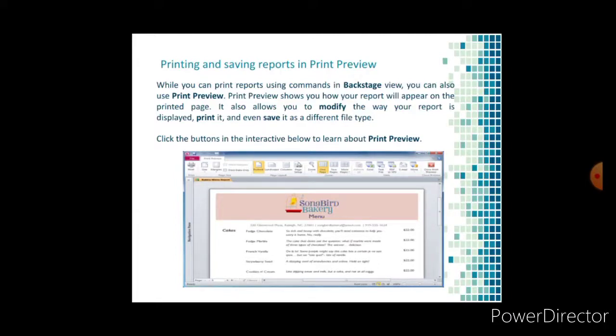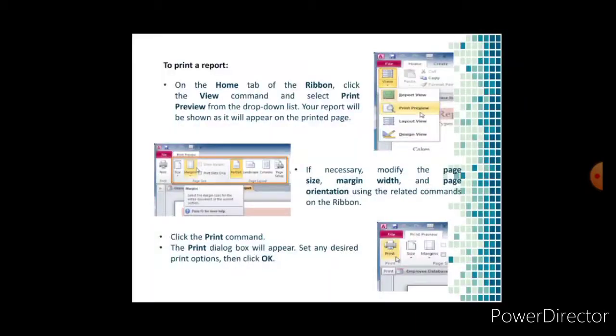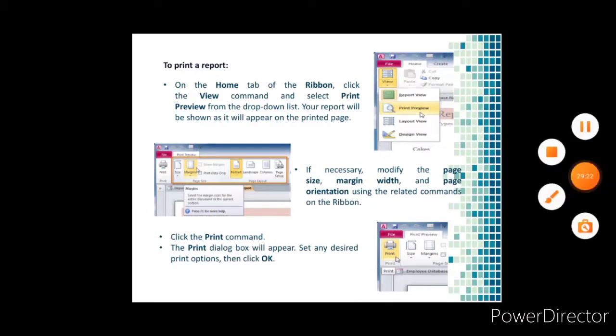Click the buttons in the interactive below to learn about print preview. This is the print preview slide. To print a report, first, on the Home tab of the ribbon, click the View command and select Print Preview from the drop-down list. Your report will be shown as it will appear on the printed page. If necessary, modify the page size, margin width, and page orientation using the related commands on the ribbon. Click the Print command. The Print dialog box will appear. Select any desired print options and then click OK.